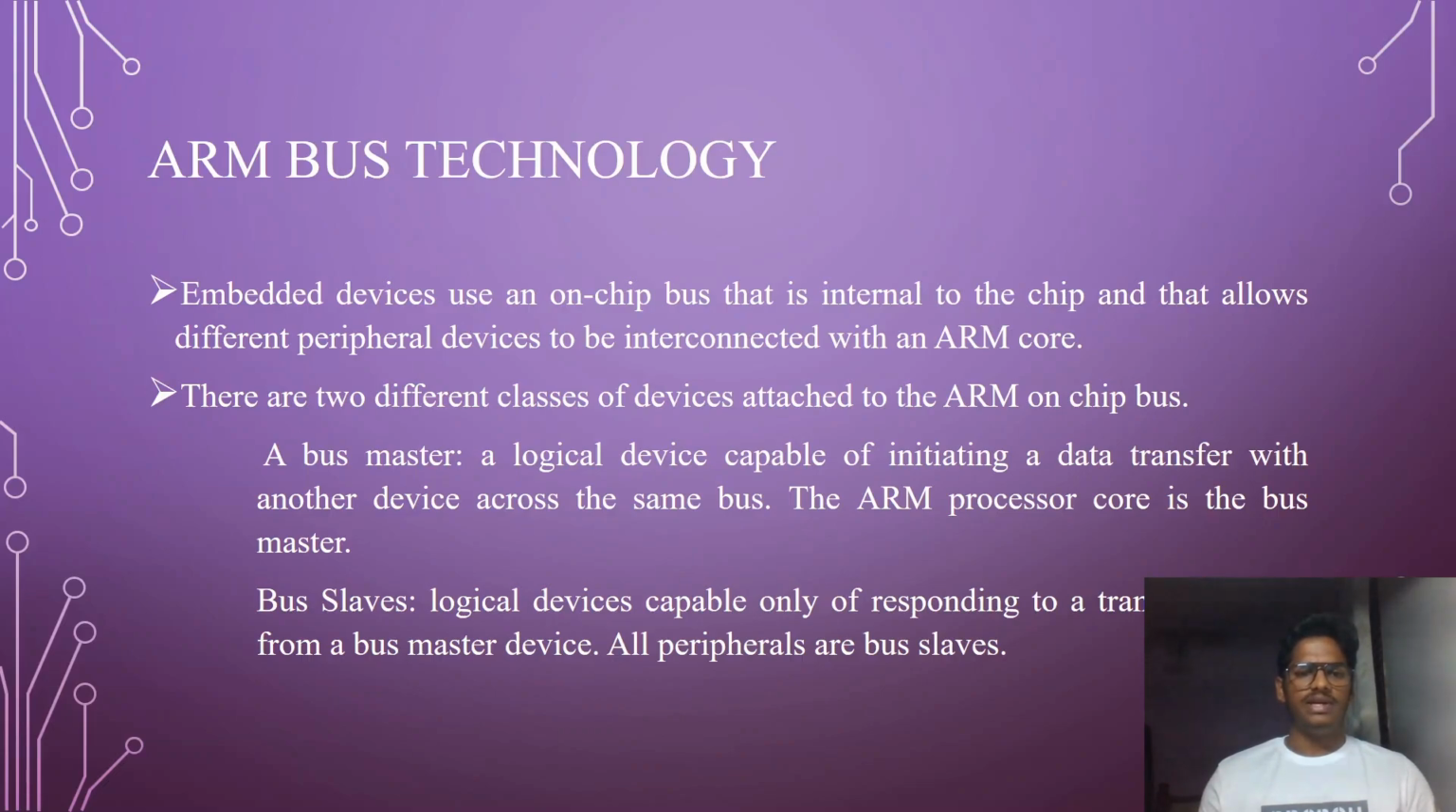There are two different classes of devices attached to the ARM on-chip bus. A bus master. A logical device capable of initiating a data transfer with another device across the same time. The ARM processor core is a bus master. Bus slaves. Logical devices capable only of responding to a transfer request from a bus master device. All peripherals are bus slaves.